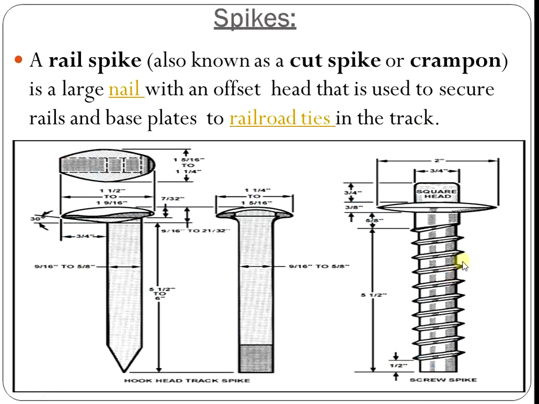Next one is the spikes. The rail spike, also known as cut spike or crampon, is a large nail with an offset head that is used to secure rails and base plates to railroad ties in the track. There we have to use various types of spikes. The first type is the hook head track spike and the second one is the screw spike. As per the requirement of the location, we have to use different types of these spikes.